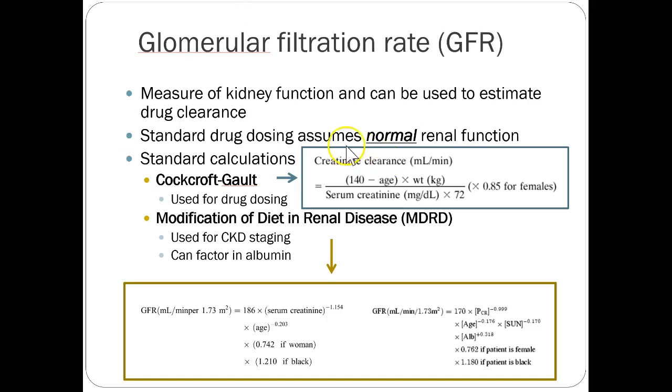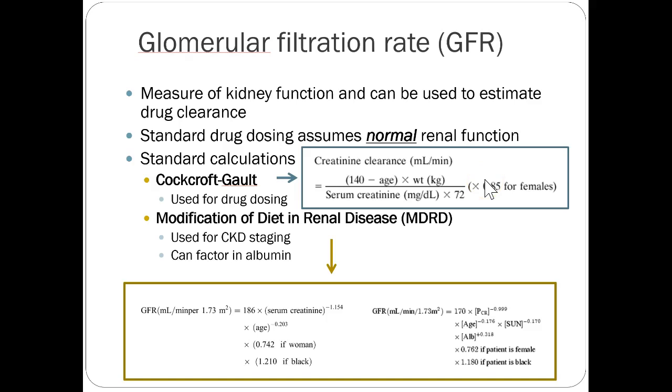The nice thing about Cockcroft-Gault is it's a relatively easy equation. 140 minus age, times your weight in kilos, over serum creatinine times 72. You multiply it by 0.85 for females, just having a lower muscle mass. Creatinine, we haven't talked about this really, so I'm kind of jumping ahead.